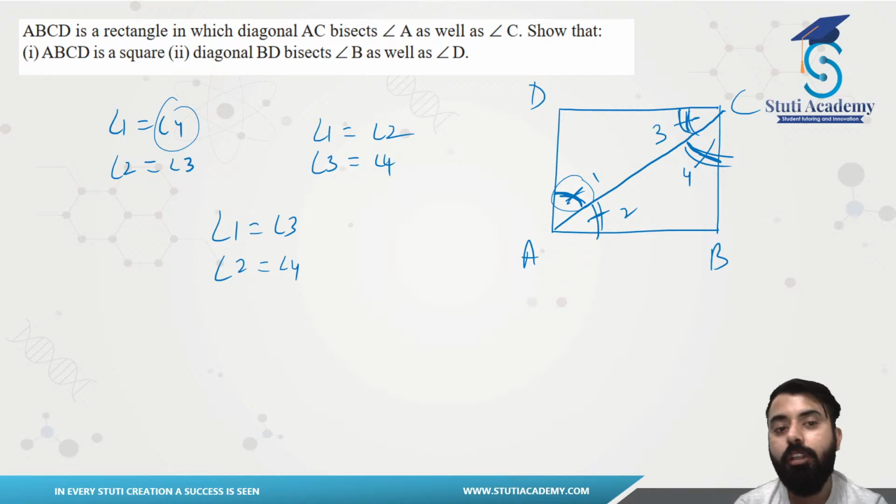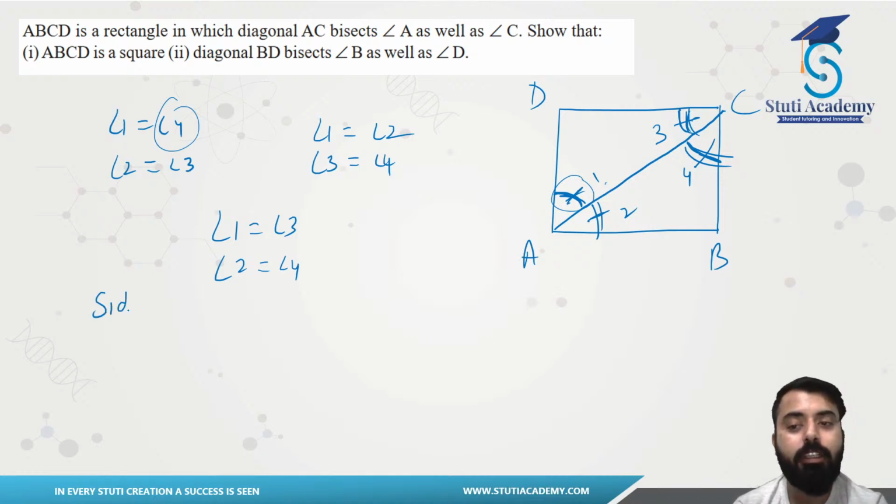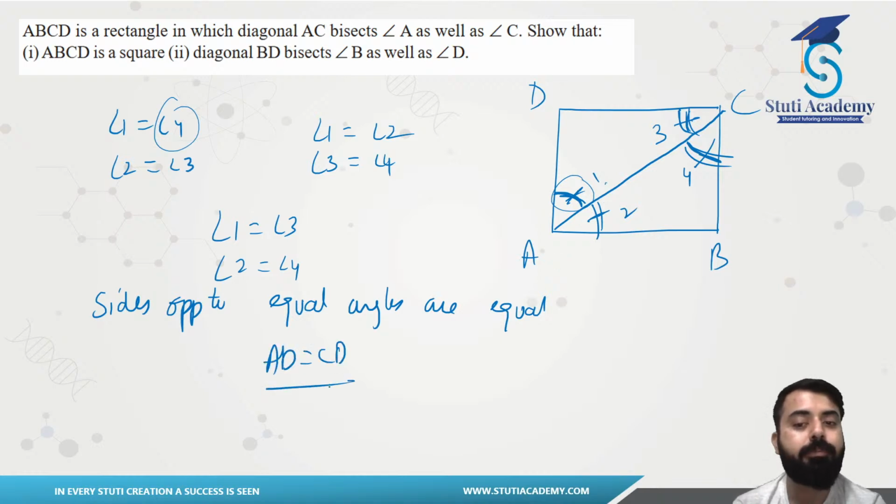Obviously I can. So you guys see, if base angles are equal, then sides opposite to equal angles are equal. If this is the case, then sides opposite to equal angles are equal, right? So you can say AD is equal to CD, and similarly you can say AB is equal to BC. But you guys know ABCD is a rectangle, or you can say it is a parallelogram as well.